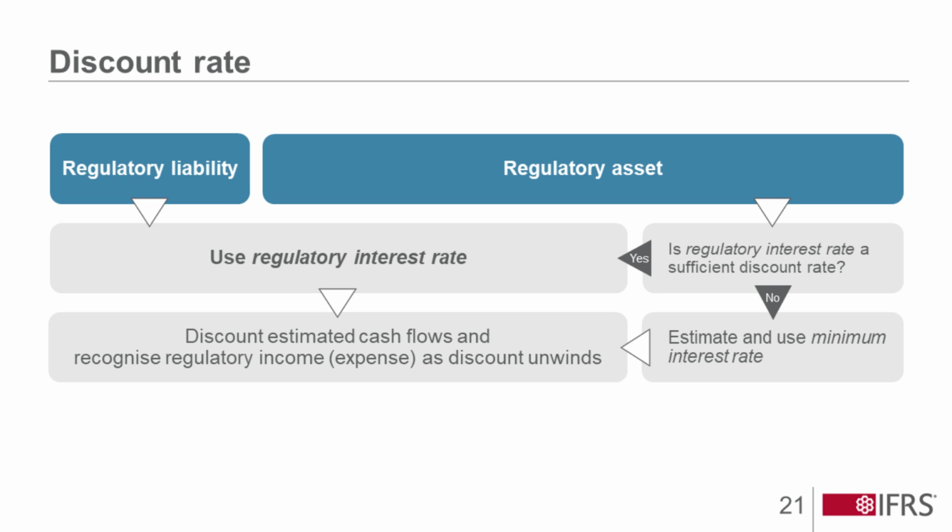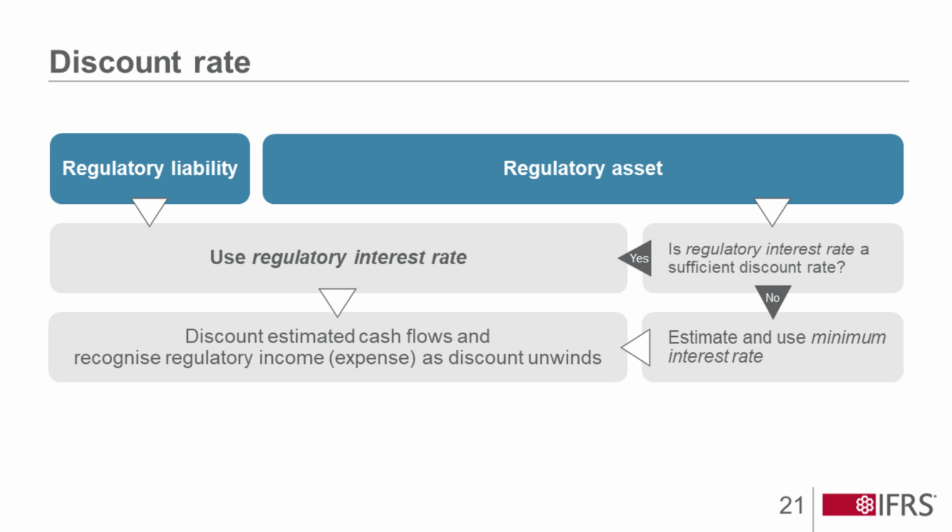When there is an indication the regulatory interest rate provided for a regulatory asset might not compensate an entity for the time value of money and uncertainty in the cash flows, the entity would be required to estimate the minimum interest rate that would provide such compensation and use that rate for discounting if that minimum interest rate is higher than the regulatory interest rate. So, Tadeu, would you expect discounting to be complex?